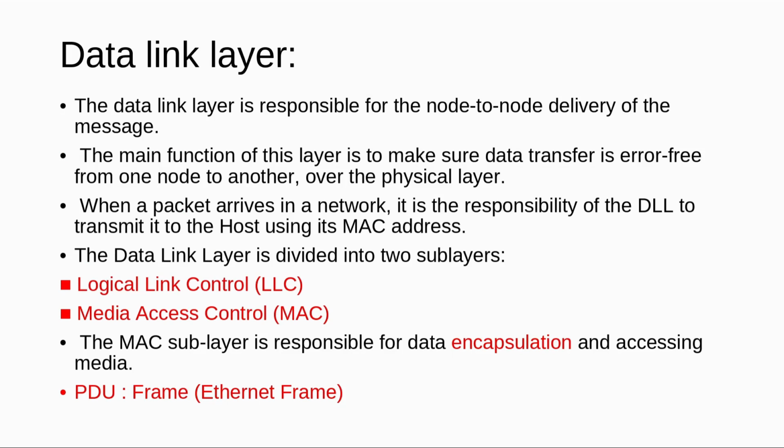Next layer is our data link layer. The data link layer is responsible for node-to-node delivery of a message, right? The main function of this layer is to make sure that data transfer is error-free from one node to another over the physical layer. So when a packet arrives in a network, it is the responsibility of the data link layer to transmit it to the host using its MAC address. So what is a MAC address? It is a media access control address. By using the media access control address, we transmit the packet to our host with the help of our data link layer.